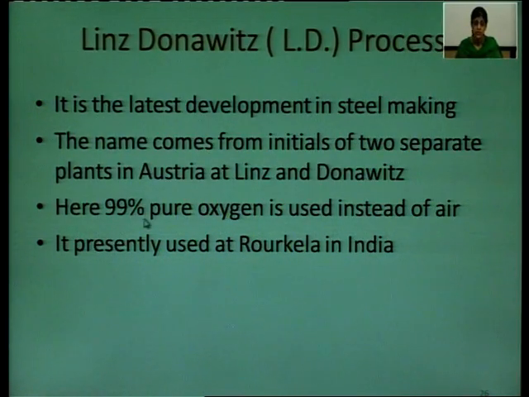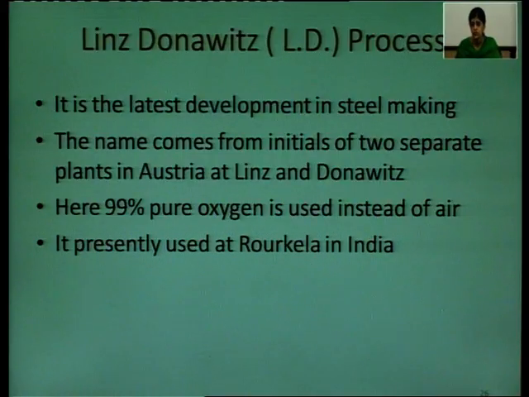In this case, 99% pure oxygen is used instead of air. In the open hearth process, we were using air, and in the LD process, we use 99% oxygen for melting the iron, and even for oxidation of the impurities, we will be using oxygen over here. This process is presently used at Rourkela in India. Rourkela is famous for steel making, and this LD process is used at Rourkela.